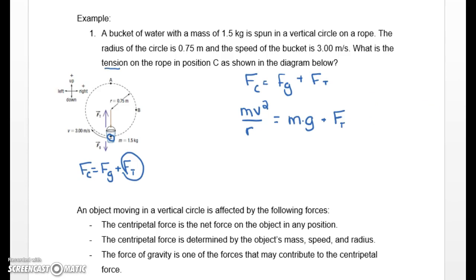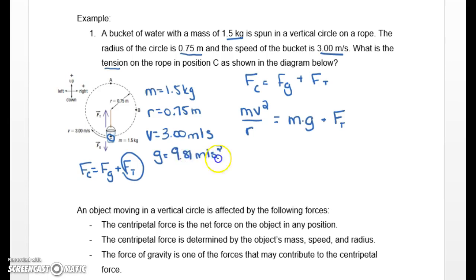Next, we can write down all of the information that we're given in the question, or you could have done that to begin with. Here we have the mass of the bucket is 1.5 kilograms. The radius of the circle is 0.75 meters. And the speed of the bucket is 3.00 meters per second. If you guys want to, you can also include the gravitational acceleration, which we know is 9.81 meters per second squared, and in this case it's going to be down.